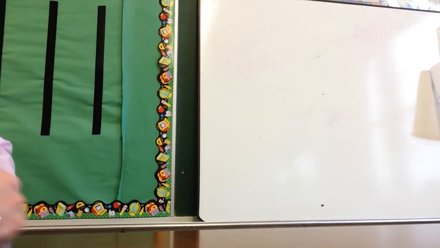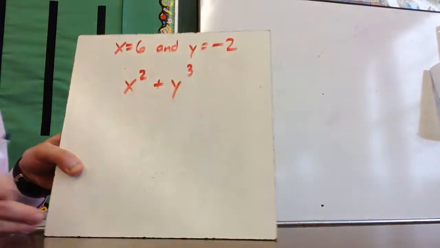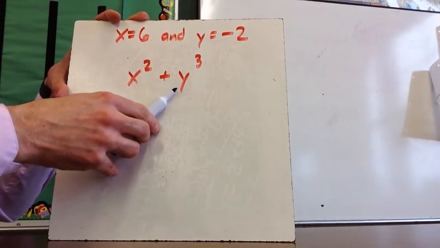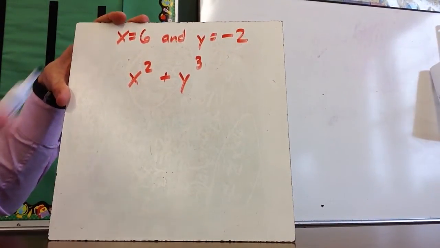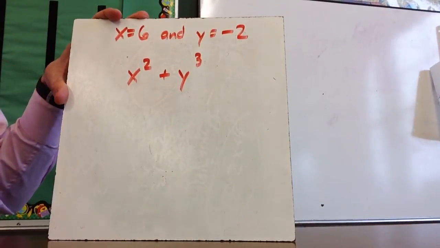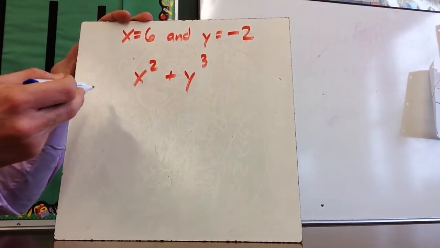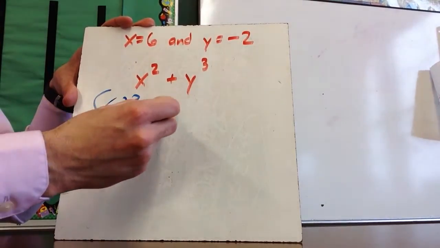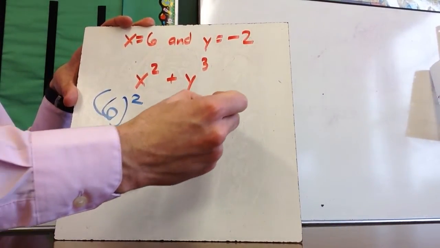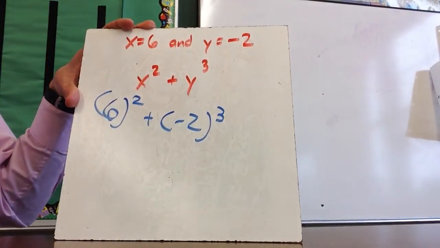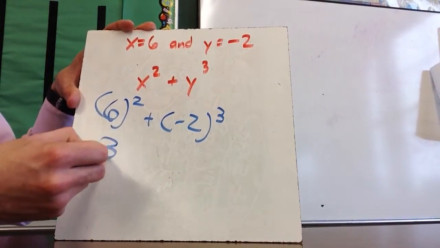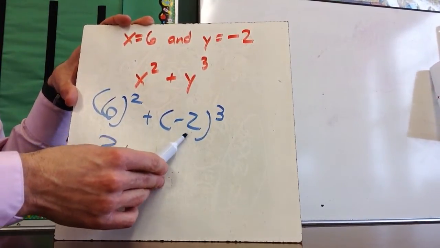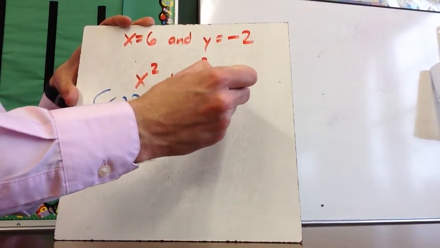Alright, and then finally, I want to show you an example of what happens when you get something like this. So now we need to evaluate x squared plus y to the 3rd when x is 6 and y is negative 2. So this is going to become 6 squared plus negative 2 to the 3rd. 6 times 6, this is 36. Negative 2 times negative 2 times negative 2.